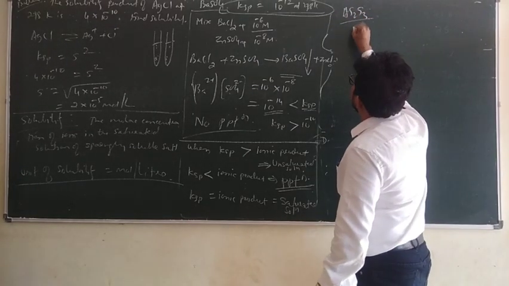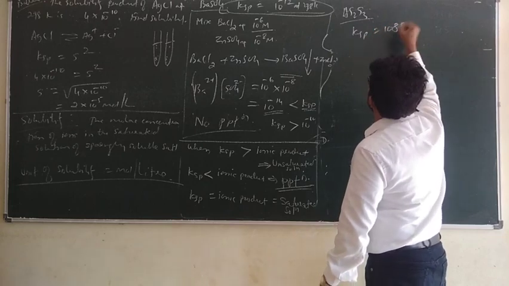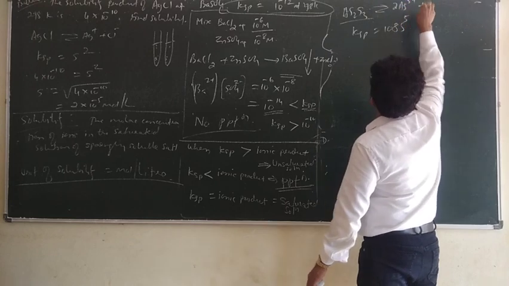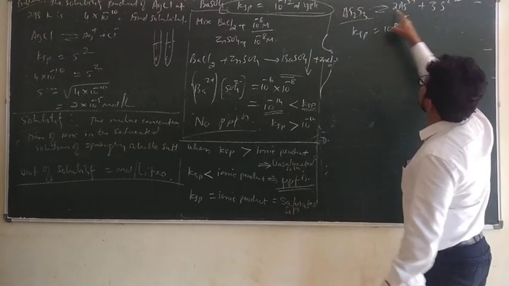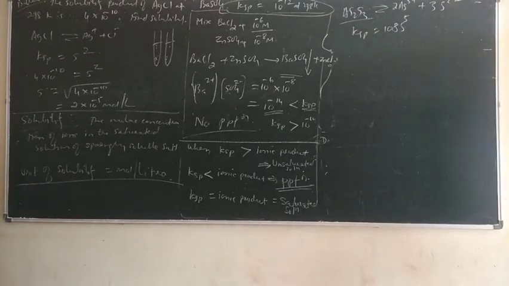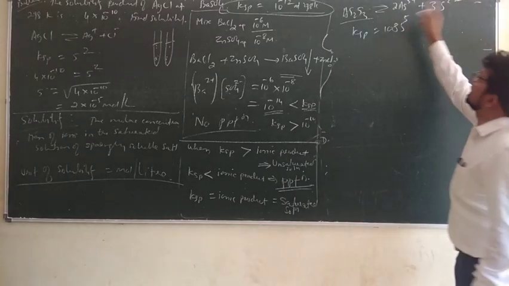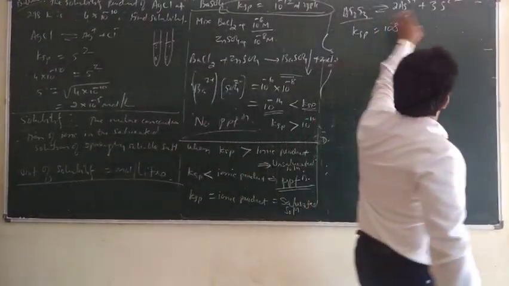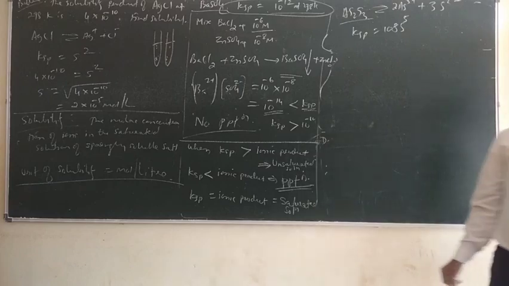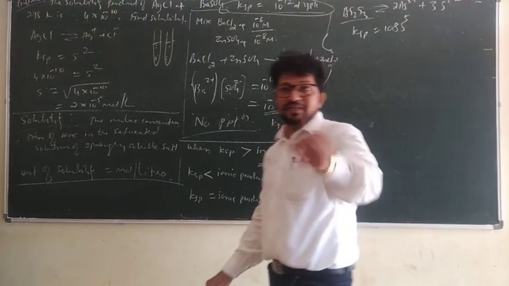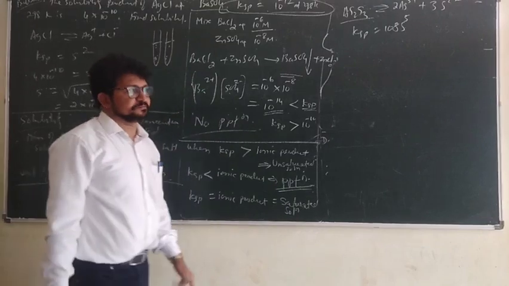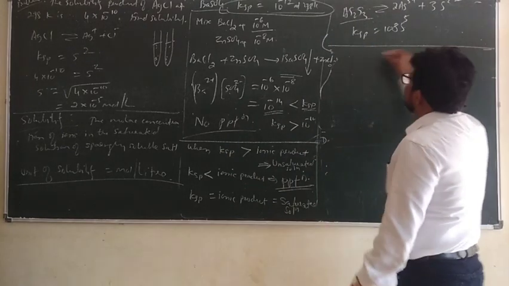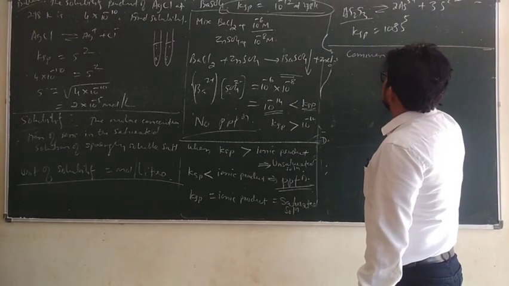As2S3 type, Ksp becomes 108 S to the power 5, because this gives 2 As3+ concentration and 3 S2- concentration, 2S and 3S, with S the solubility. So none of the ionic concentrations corresponds to solubility directly, because this corresponds to 2S, this corresponds to 3S. Suppose the arsenic ion concentration is given, divided by 2 will give you solubility. Okay, the last one is common ion effect.